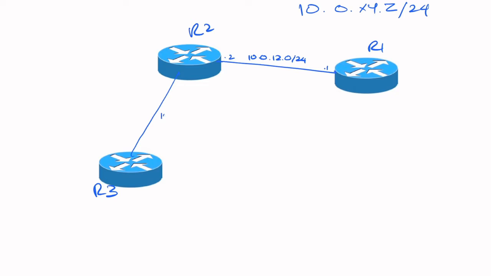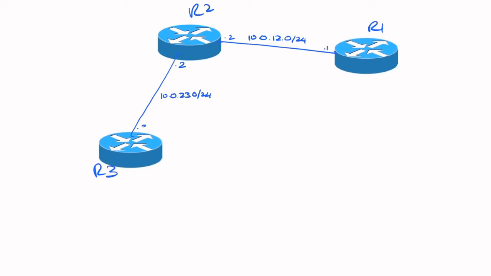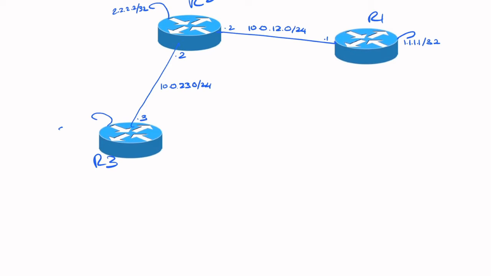This other link is going to be 10.0.23.0/24. This side is going to be .2 and this side is going to be .3. Again, we're going to have loopbacks. This loopback is going to be 1.1.1.1/32, this one is going to be 2.2.2.2/32, and this loopback is going to be 3.3.3.3/32. That is what we're going to do for the lab.